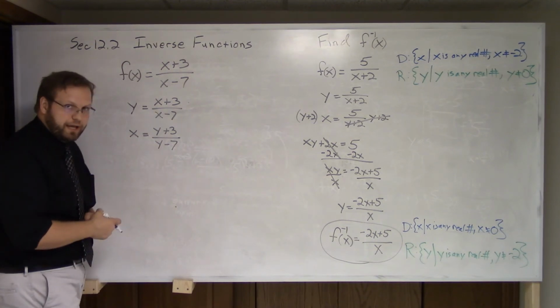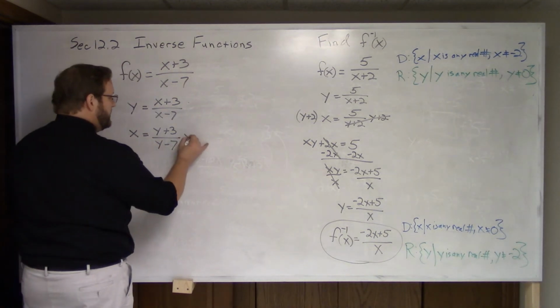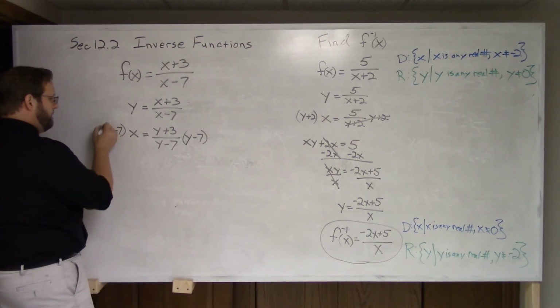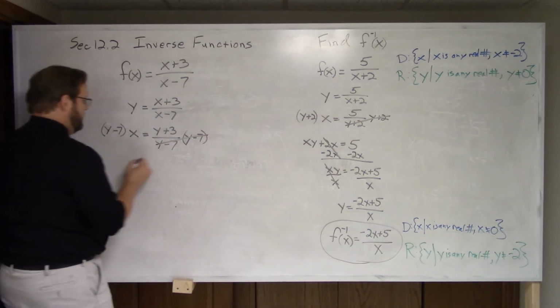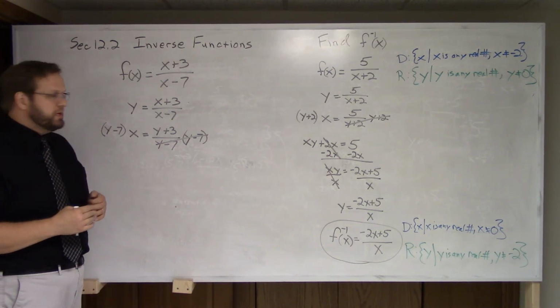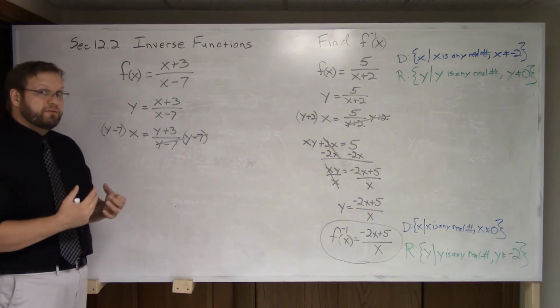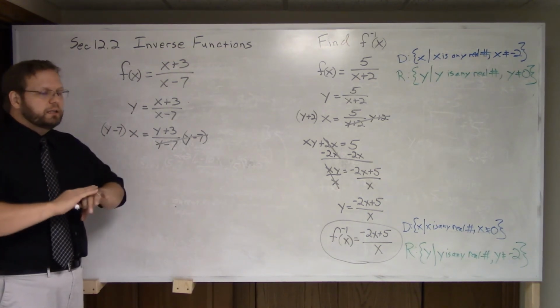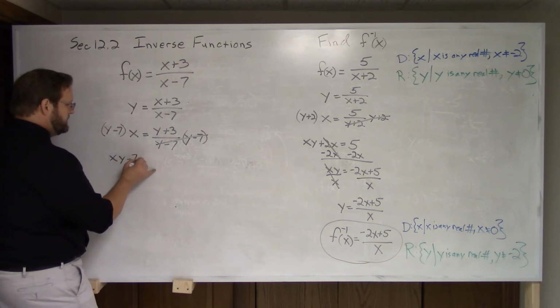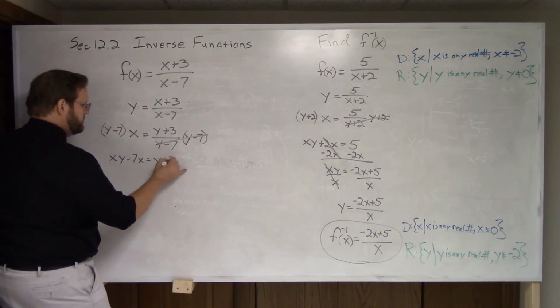Now I start working algebraically, so I'm going to clear that fraction. A lot of people want to leave that the way it is. I would distribute it because there's a lot of different terms you're going to have to switch around. Lay it all out. So I have xy minus 7x equals y plus 3.